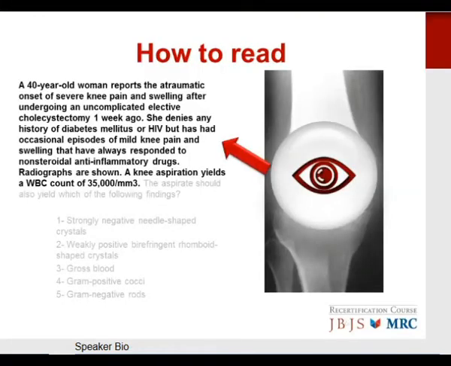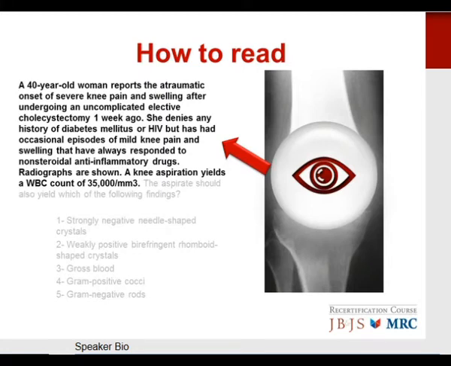The question reads, a 40-year-old woman reports the atraumatic onset of severe knee pain and swelling after undergoing an uncomplicated elective cholecystectomy 1 week ago. She denies any histories of diabetes mellitus or HIV, but has had occasional episodes of mild knee pain and swelling that have always responded to non-steroidal anti-inflammatory drugs. Radiographs are shown. A knee aspirate yields a white count of 35,000. And what I've specifically done here is I've put that eye over the image, because I do not want you to look at the image until you've done those 2 steps.